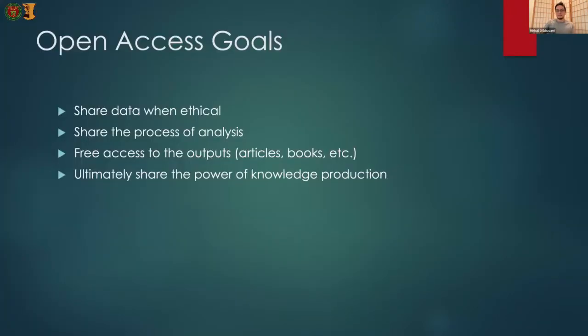Okay. So this contributes to accessibility and open access goals, which I think are sort of overlapping. For open access, we're interested in sharing data whenever it's ethical. We're interested in sharing the process of analysis, like I talked about. And then we're trying to push for the free access of our outputs, like the articles and books. And so that's kind of a thorny issue at the moment. And then I think all of this goes towards just pushing for the ability to share the knowledge production power.